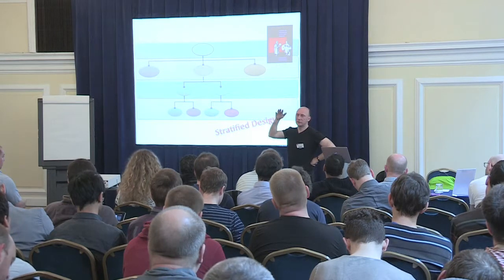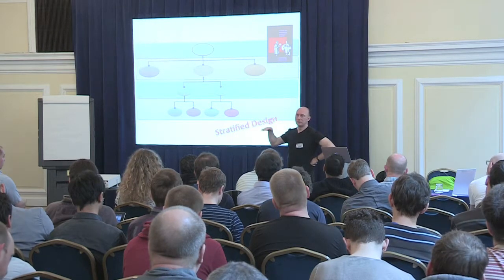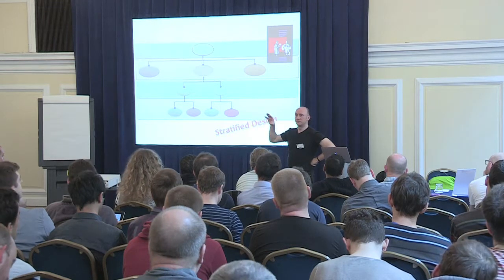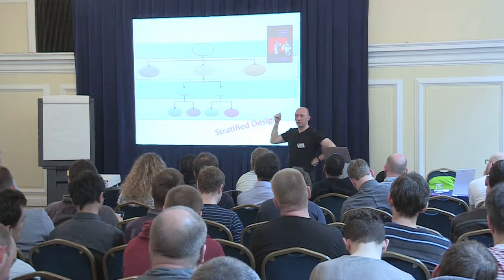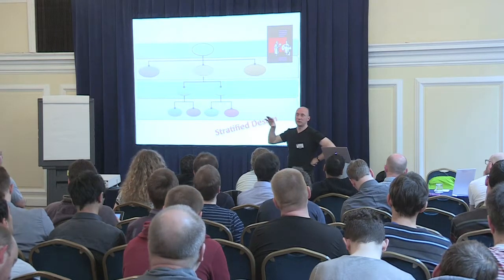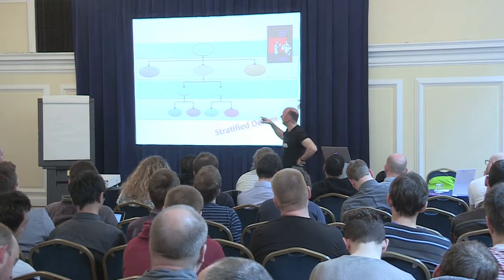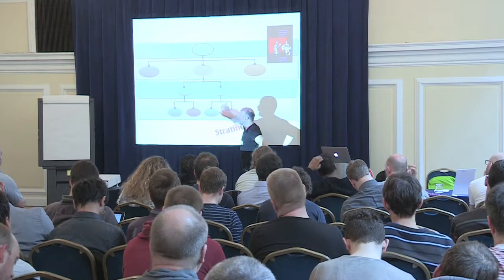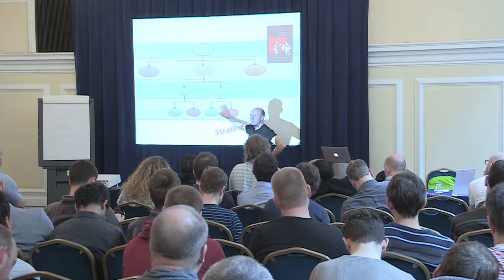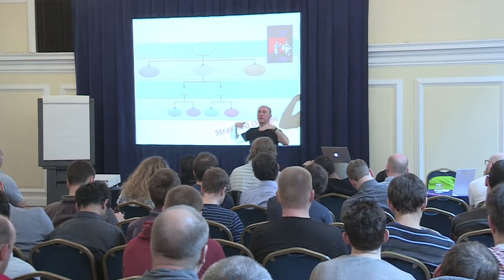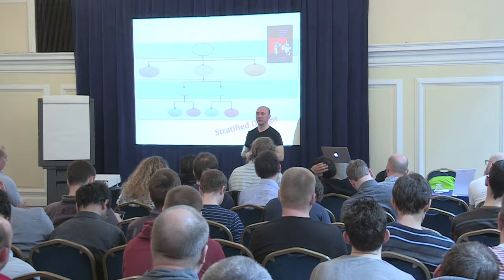OSI layers, abstraction, all the same. The architectural layers, all different. So what Abelson and Sussman are talking about is not the architectural layers. They are talking about something they are calling strata, or stratified design, where each layer provides a whole view of a solution, but at different levels of abstraction.